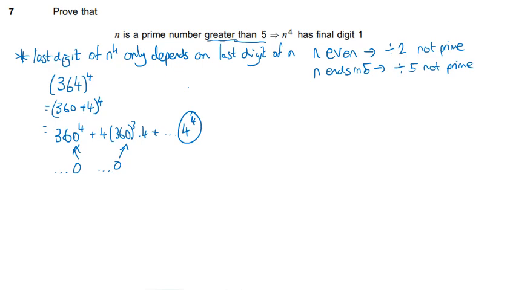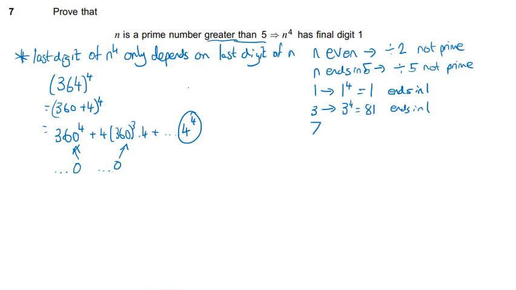So what other values are there? Well, that just leaves 1, 3, 7, or 9. So let's think about all of these. So if a number ends in 1, then we just have to think about 1 to the power of 4, which is 1. Okay, so that ends in a 1. If we've got a number that ends with a 3, well, 3 to the power of 4 is 81, and that ends in a 1.